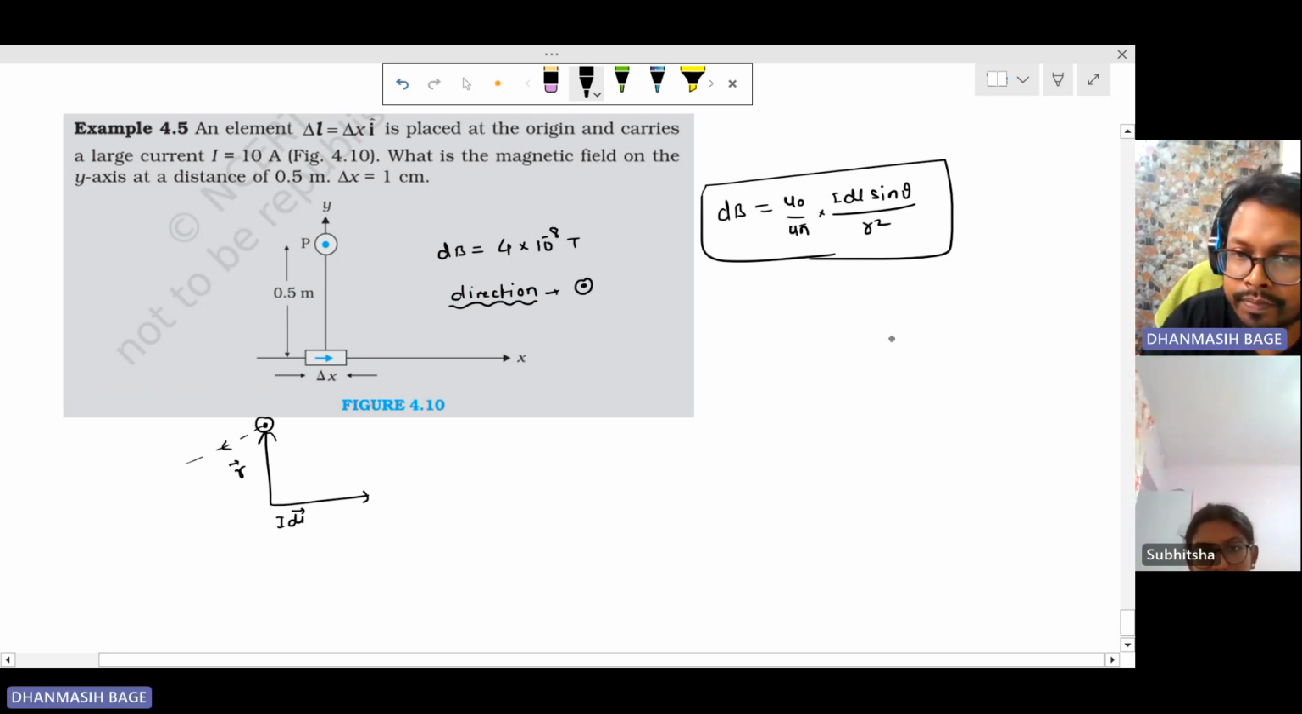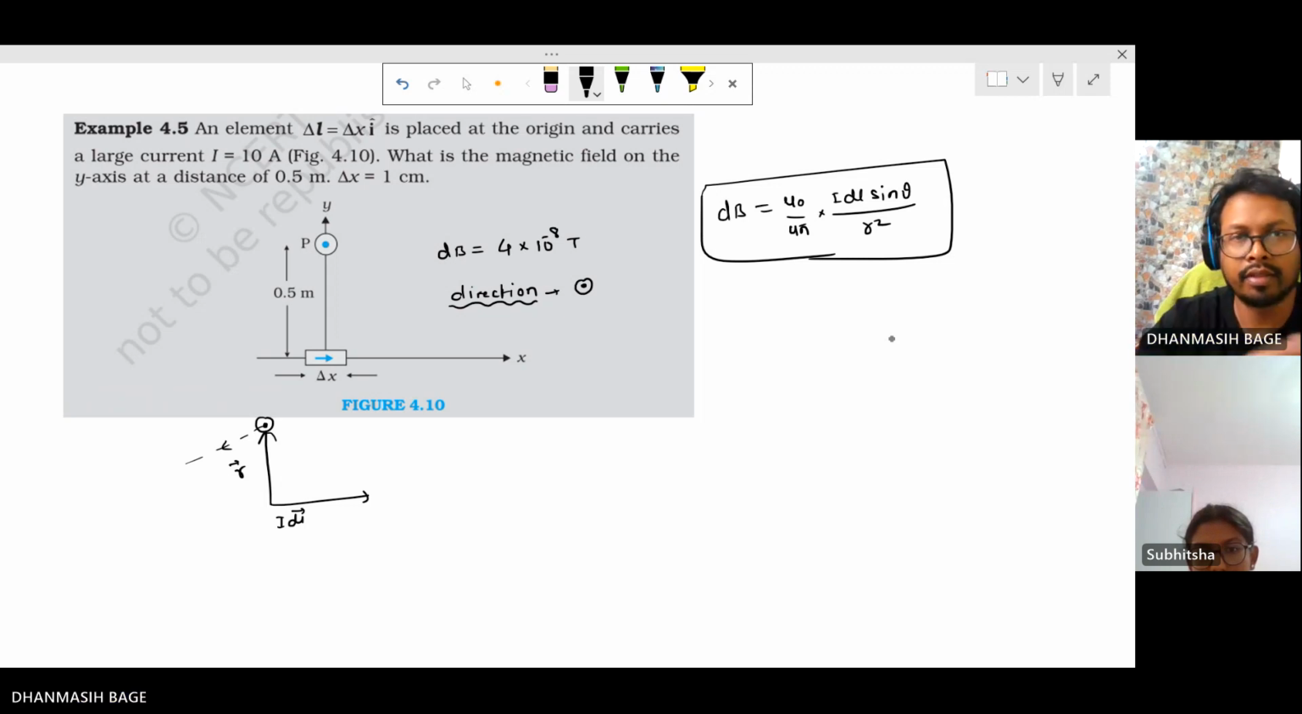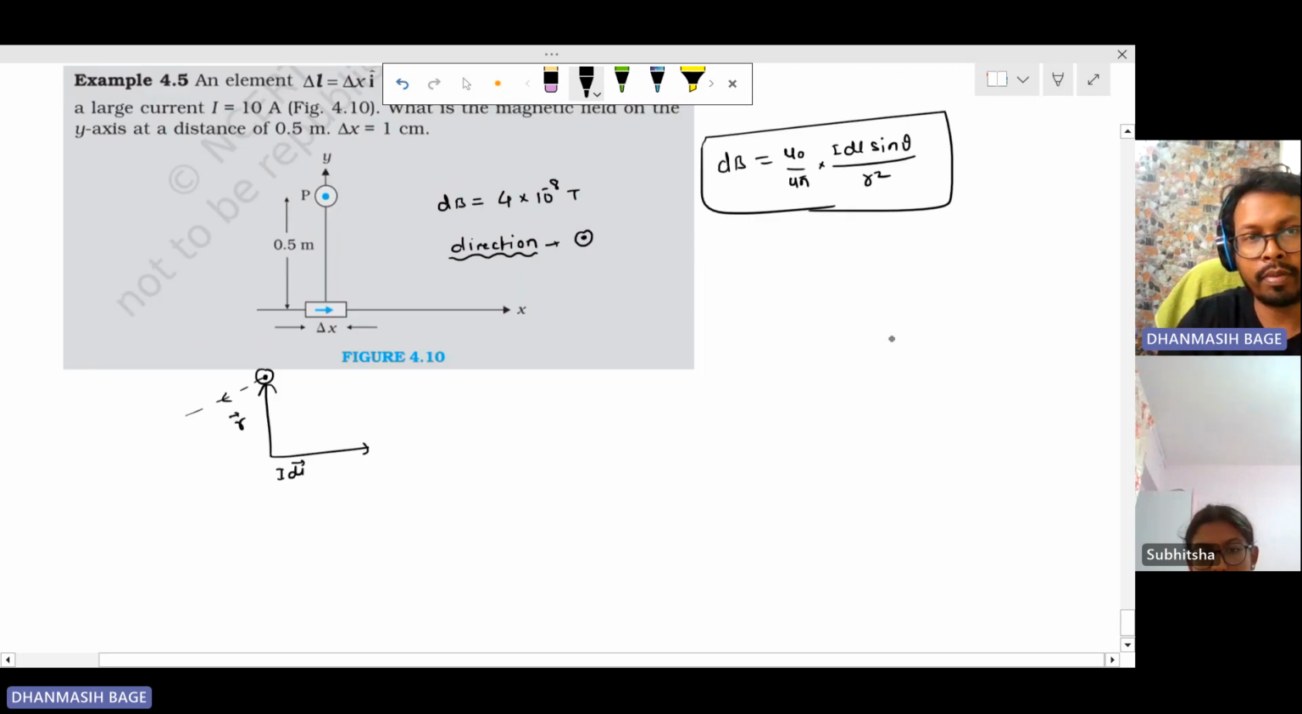These things you understood, how to find out the direction of the magnetic field, and the magnitude is simple, just this formula. Okay, here there is an important consequence of certain things. Let us just talk about this.